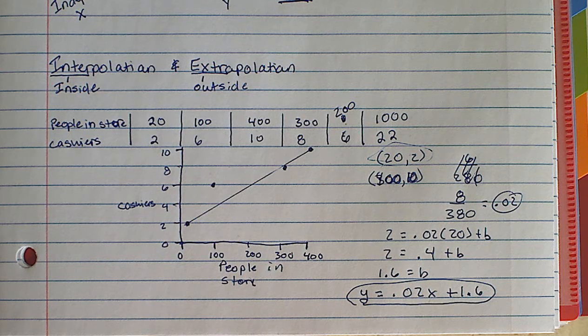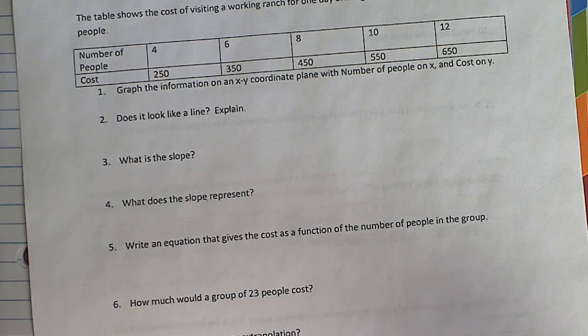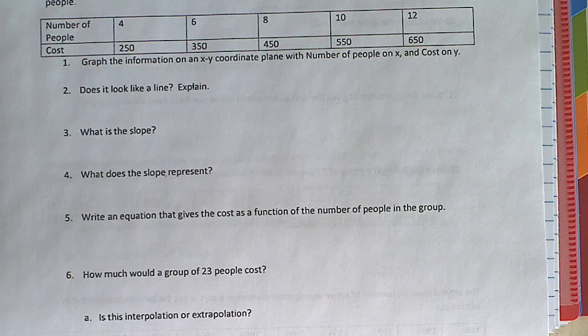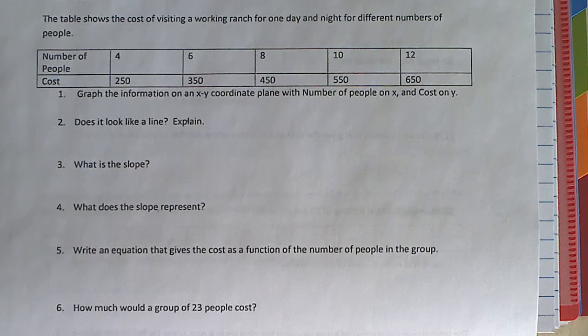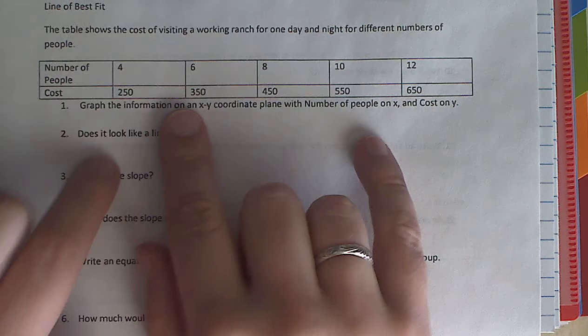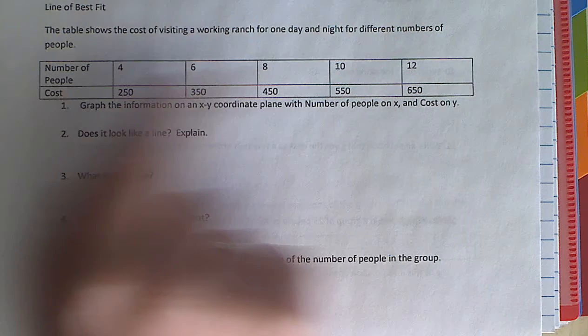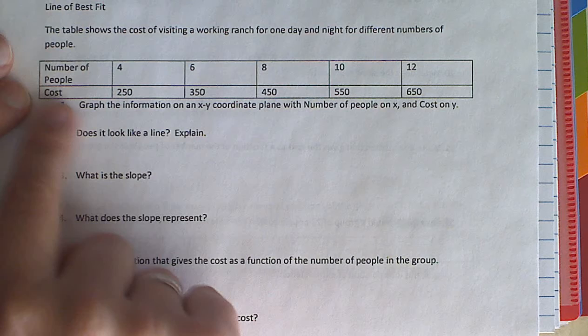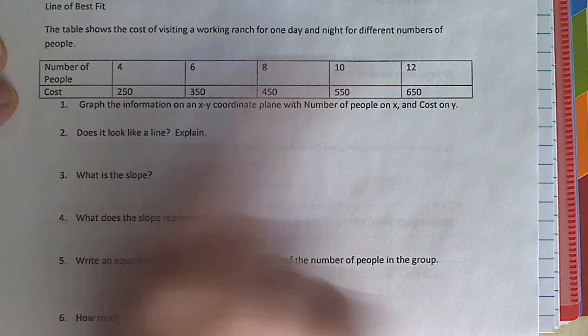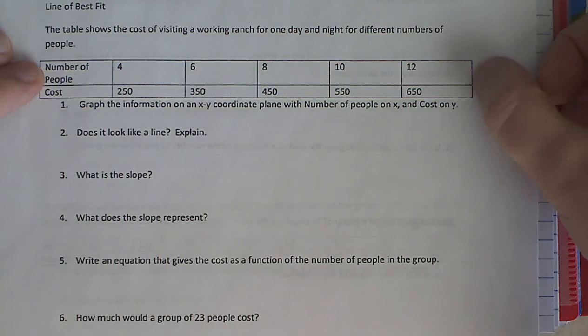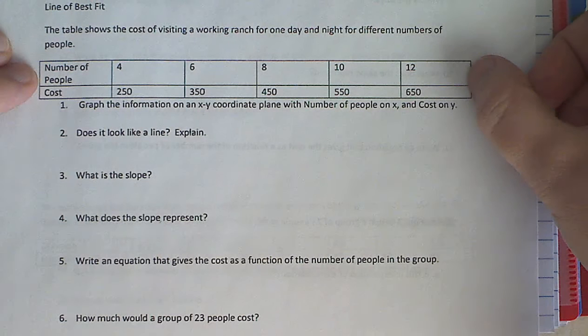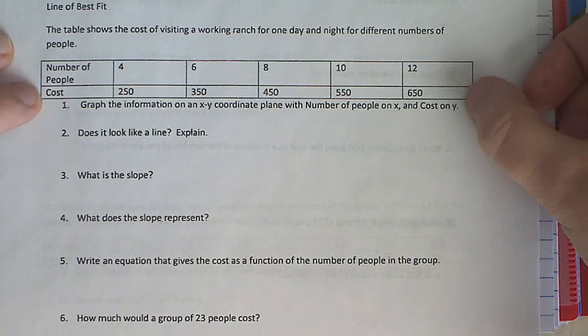What we're going to be doing, and I just want to explain this assignment, and then tomorrow we'll have a quiz, and then we'll dig into this tomorrow. So you don't have to get this started today. What's going to happen on this is we have a table that shows the cost of visiting a working ranch for 1 day and night for different numbers of people. So we have a table, number of people. If it's a horizontal table, the thing that's on top, is that X or is that Y? And the thing that's on bottom, is that X or is that Y?